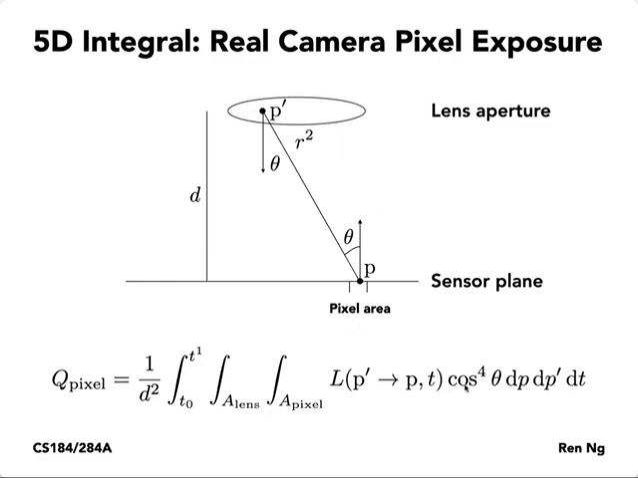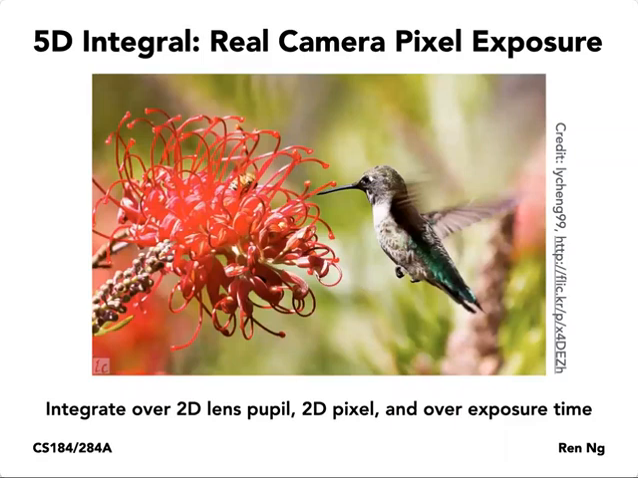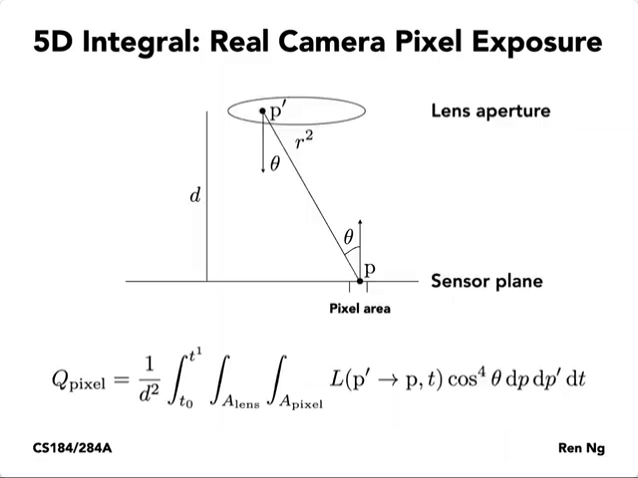It turns out if you run the radiometric calculation, there is cosine to the 4th of θ, θ being this angle here, and it's integrated dP, dP′, dt. And there's a 1 over d² here if you run the radiometry. I'm not going to derive that here, but this is actually the integral that one will calculate in order to estimate the irradiance on the sensor plane inside a real camera for an image that corresponds to something like this. L is the radiance.